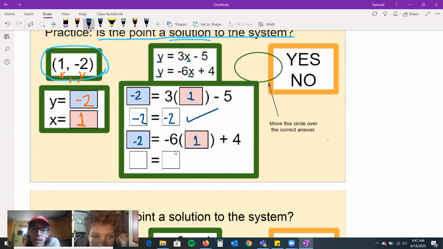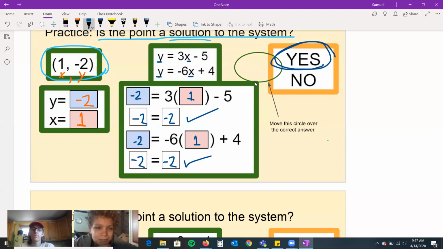Negative 6 times 1, that's going to be negative 6, right? Negative 6 plus 4, that would get us to negative 2. Good. So we've got negative 2, and of course, again, negative 2 over here still. So yeah, they're going to be equal to each other, right? So this worked, this worked. So is it a solution for the system? Yes, it is. I can't move that circle on this one, so I'm just going to circle this.